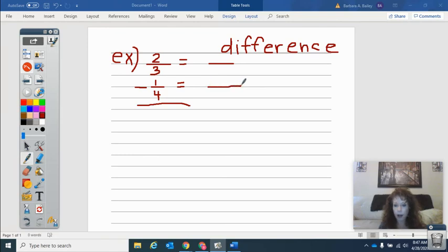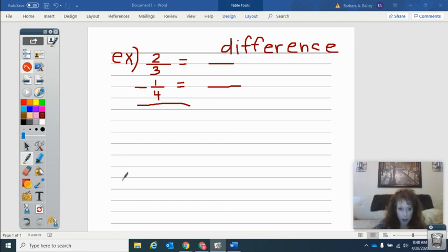I would never, not if I want to get the right answer, I'm not going to do 2 minus 1 and 3 minus 4. First of all, 3 is smaller than 4, so that's a whole different thing. Never subtract or add the denominators. We got to find like denominators.